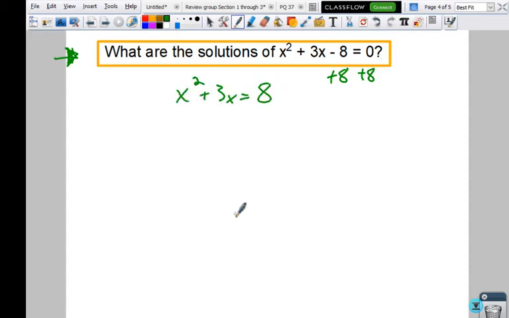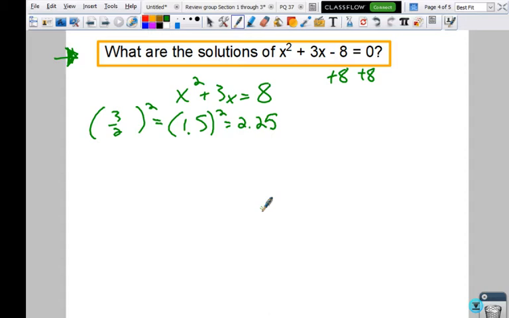Lily, when we go through, we gotta do the b divided by 2, right? So what's that gonna look like? 3 divided by 2 squared. And what's that gonna equal? You would get 1.5 squared equals 2.25. Alright, now what do I do with that 2.25?